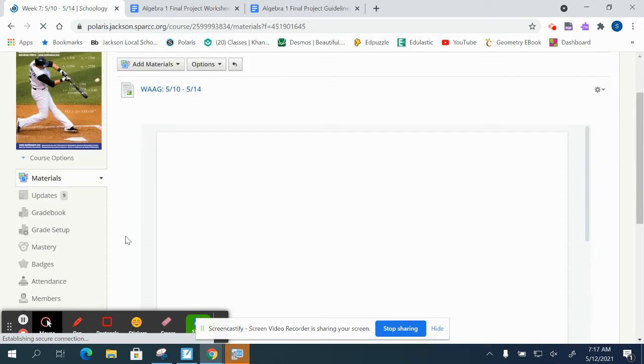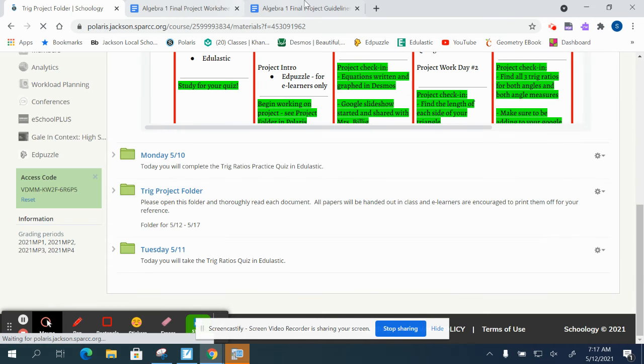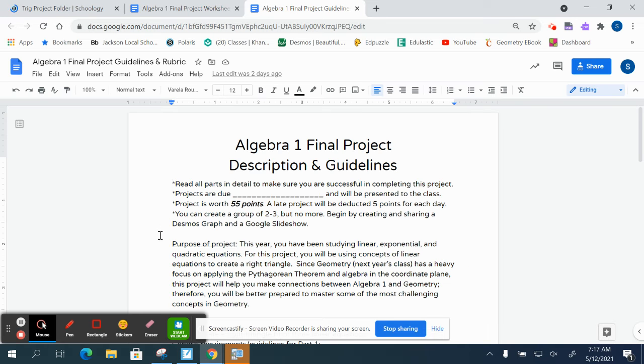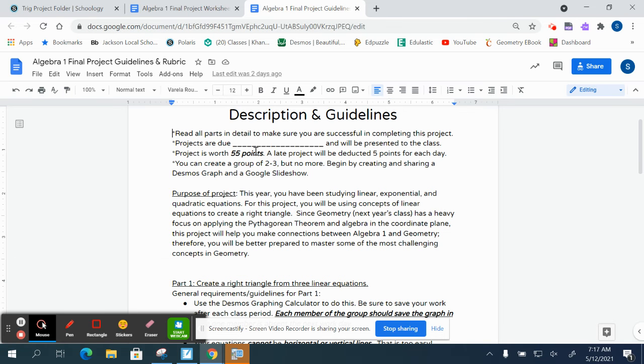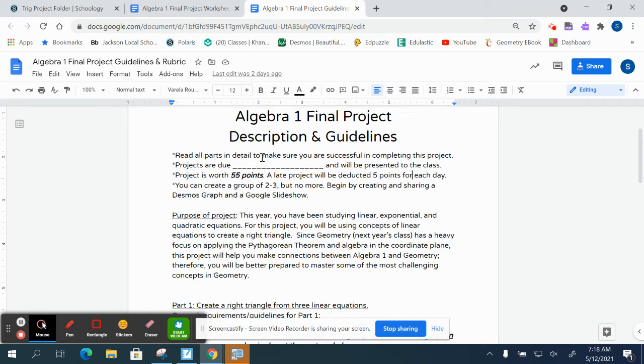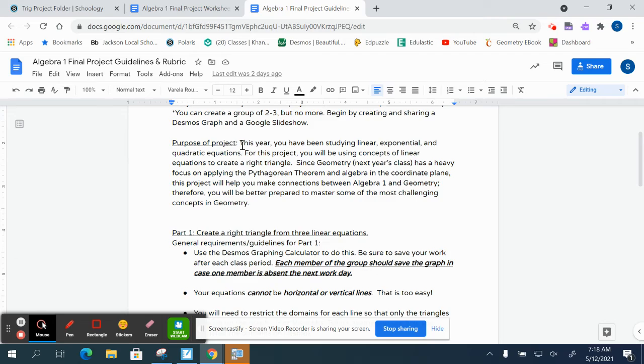Okay, so let's look at the final project guidelines. So this is going to be 55 points. It's due on Tuesday, May 18th. You'll have 4 days to work on it in class, which is Wednesday, Thursday, Friday, and Monday. And then note the late project deduction points each day. So you need to submit it by Tuesday at 2:50.